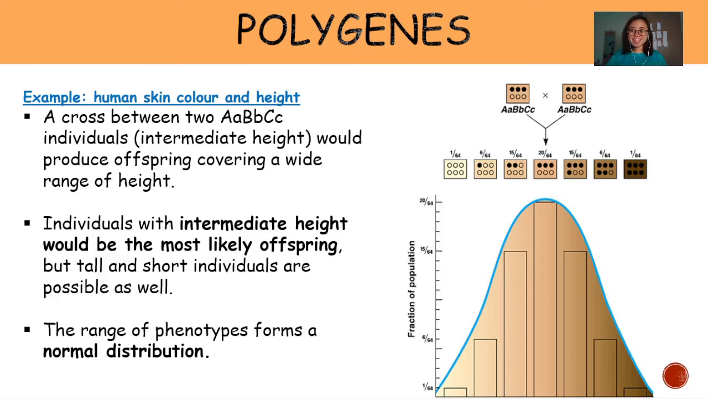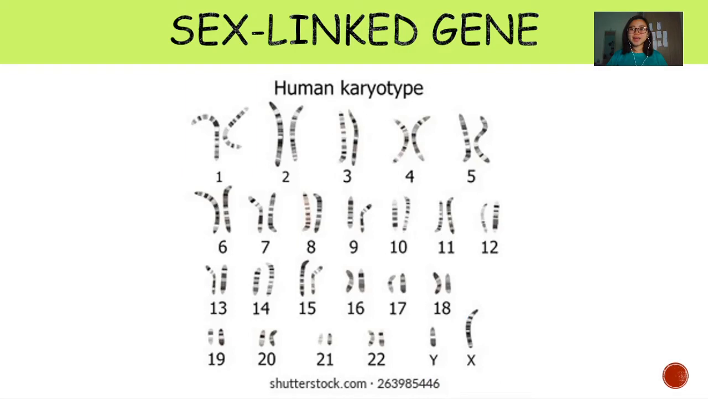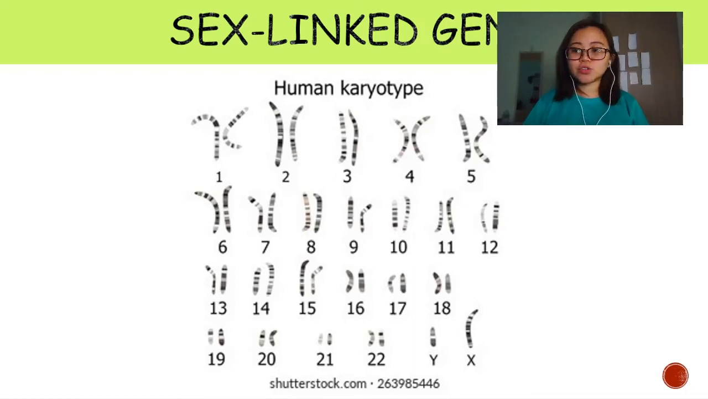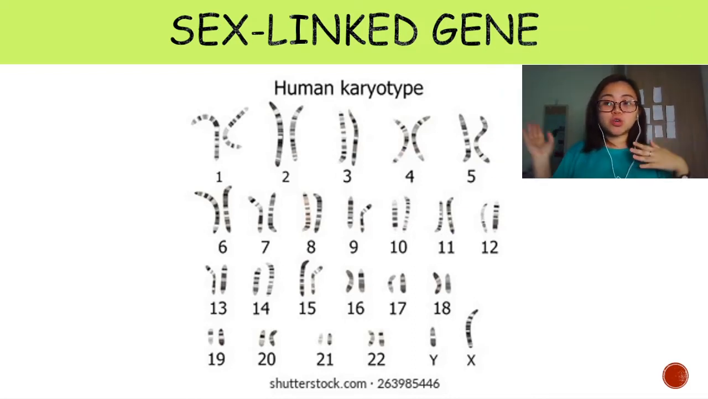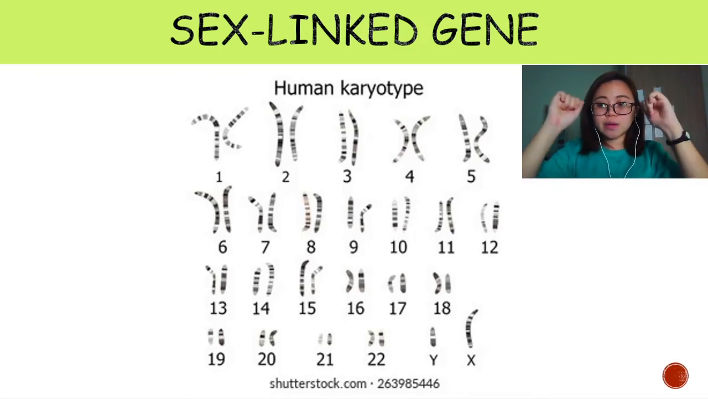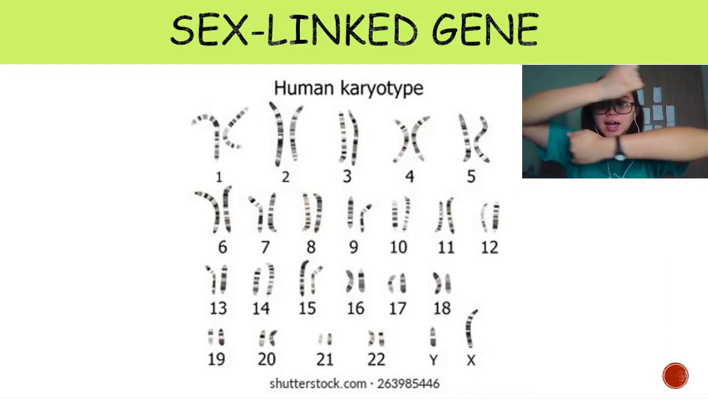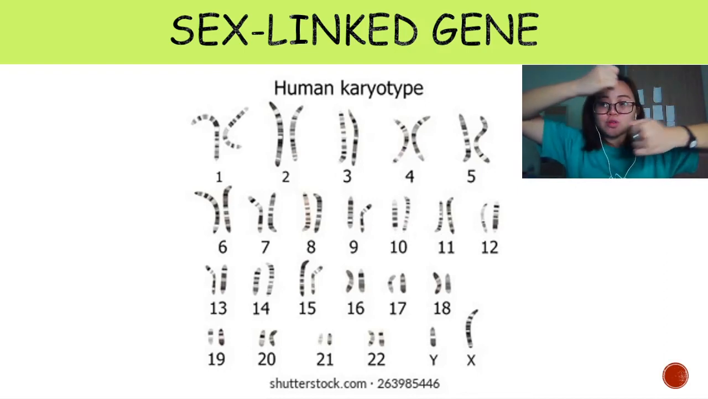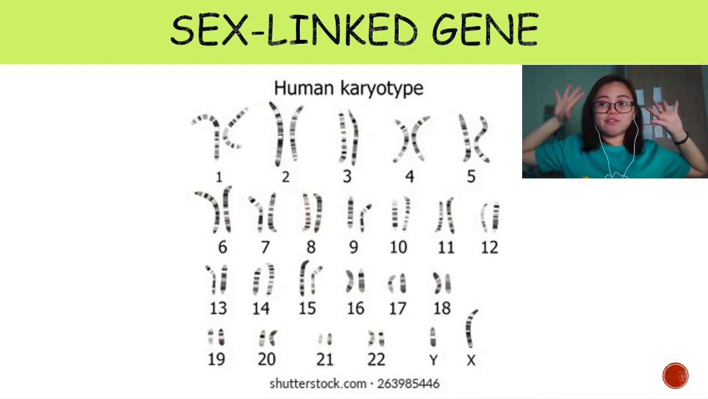Let us move on to the next type of inheritance. The next type of inheritance is sex-linked genes. So this is the fifth type of non-Mendelian inheritance. Let us look at this screen. On my screen now, I'm showing you the human karyotype. So this is how many chromosomes you have in each of your cells. Every cell of yours that has a nucleus will have these chromosomes. So you and I have 46 chromosomes.